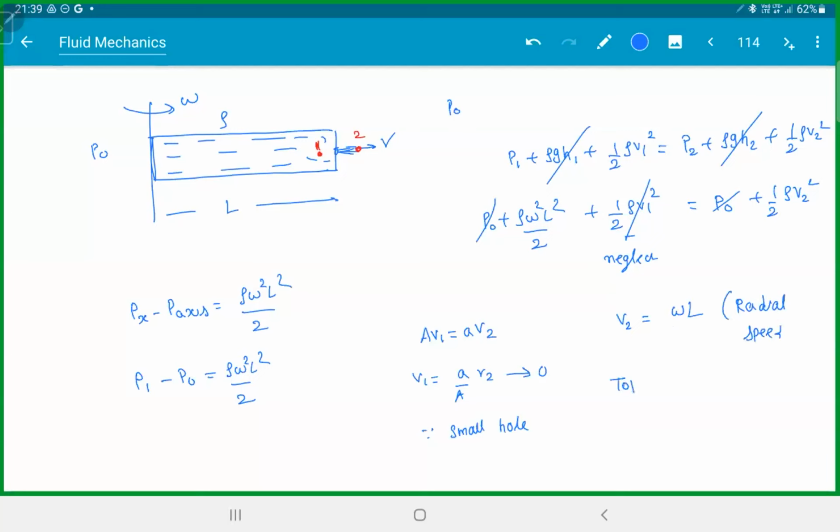Meaning, if you look at the top view, the water jet which is coming out will have this speed V and will also have this speed L omega. So the water is actually coming like this. Got it? The water is spraying out with L omega, but since it is going in a circle, it also has a tangential velocity.